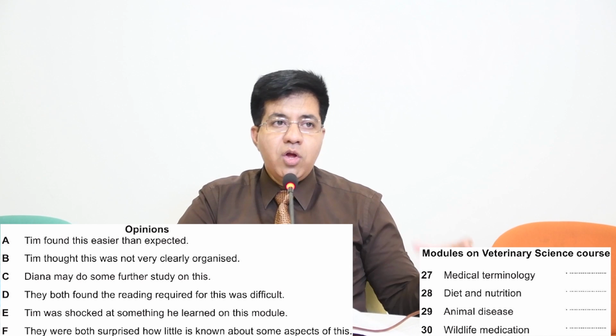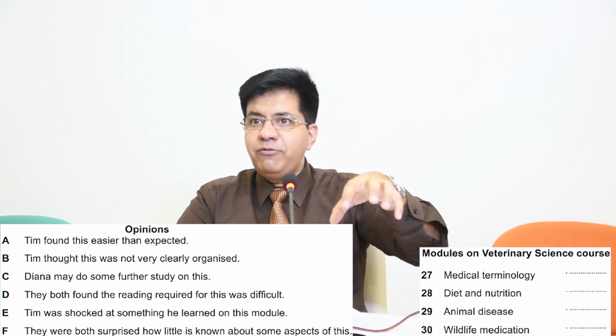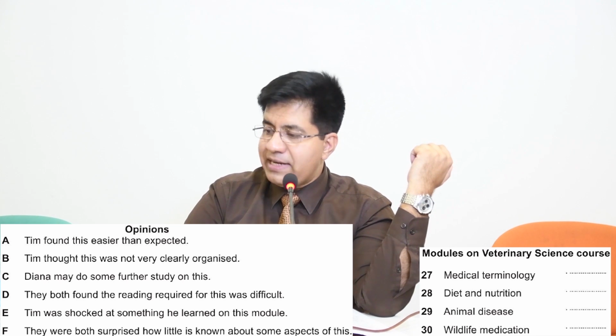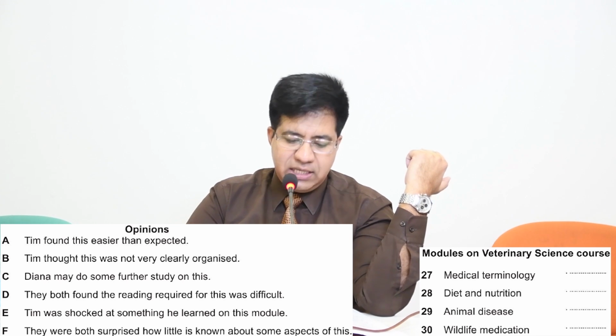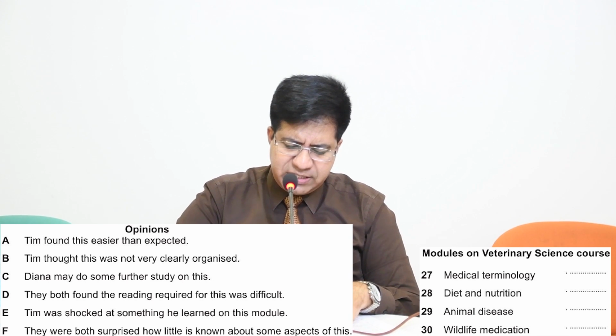I thought that was terrible means I was shocked. On human food, there are checks and balances for contamination. For animal food, there is no check and balance for contamination. So, the correct answer is E. You can repeat it at home, okay? Question number 29, animal disease.